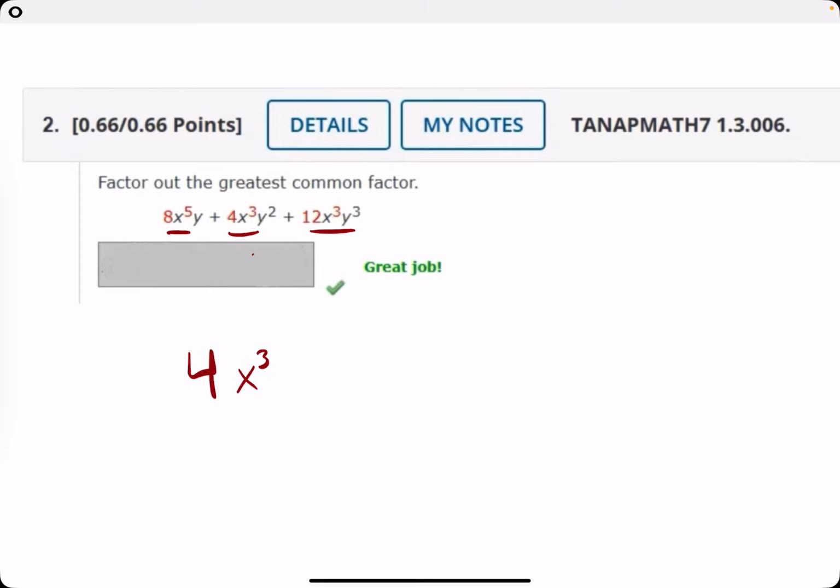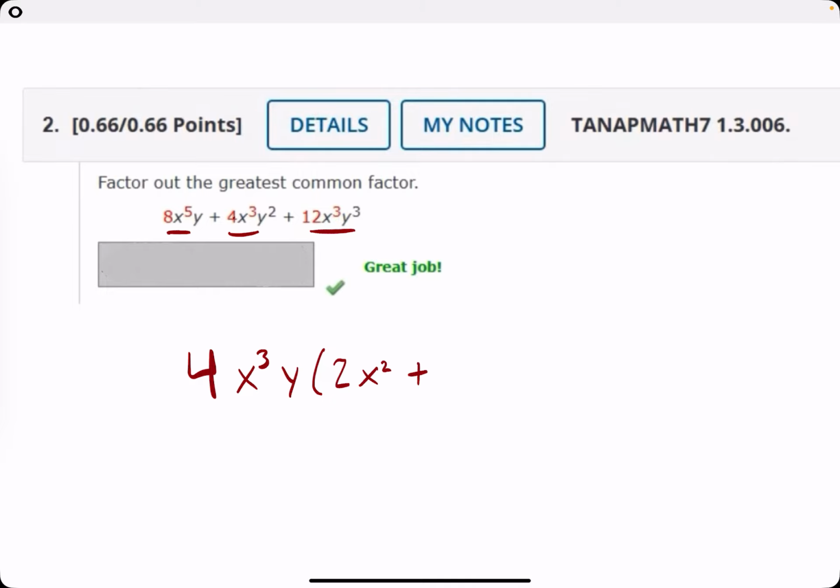Now we have y squared and y cubed. We can factor out a y. When we take the first term and divide by 4x cubed y, 8 over 4 is 2. X to the fifth, if we take away 3 of those x's, we now have x squared left. Y, we take away a y, there's no more y.